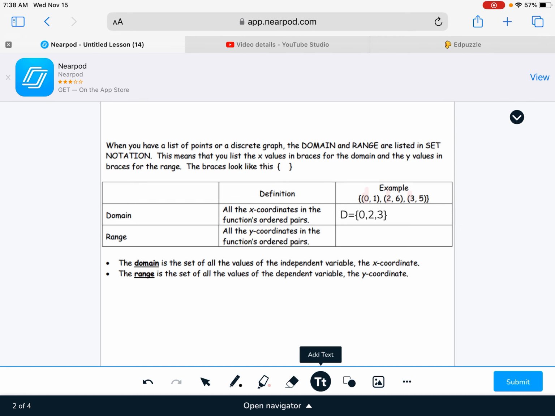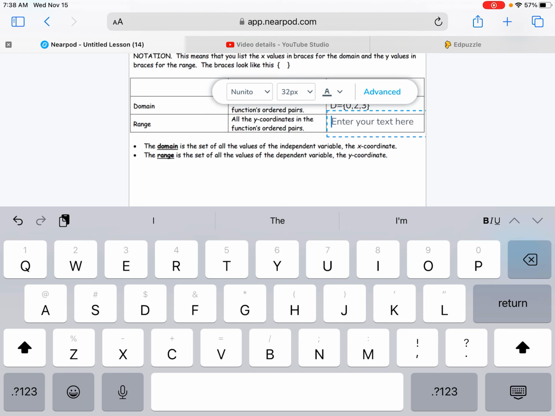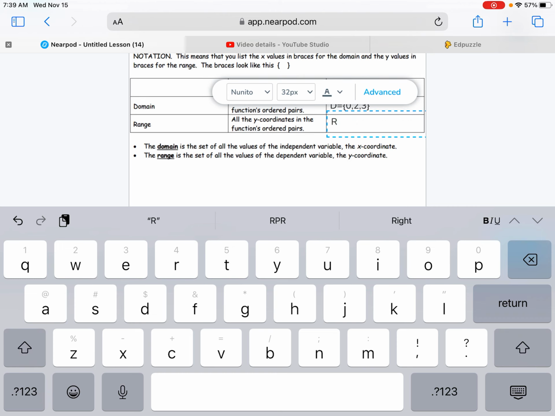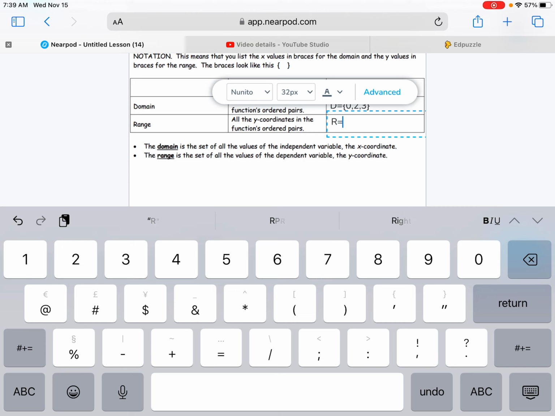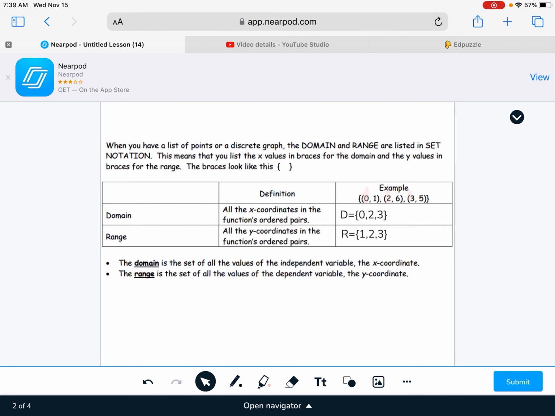Now, when I look at the range, once again, range is going to be my y values. Those are going to be the numbers that are left on the side. I know that the thing is covering the list of points, but for range, we're going to use R, and R is going to equal, from the list, if you look at your paper, you can follow along where I'm getting the 1, the 2, and the 3 from. And again, I want to close the braces, and that is going to be my domain and my range for this.